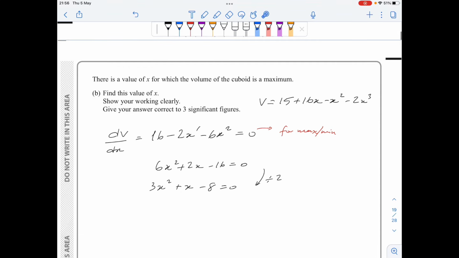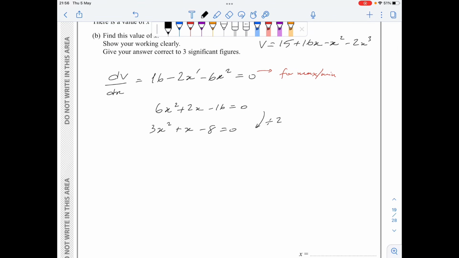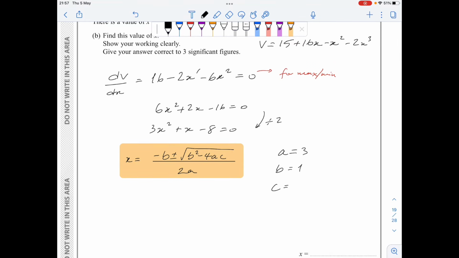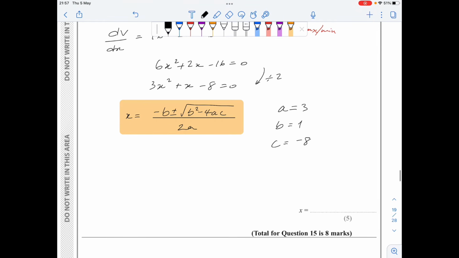I'm being told that the value of x will be correct to 3 significant figures, so I won't be able to factorize. So I'm going to use the quadratic formula. Now, a is the coefficient of x squared, which is 3, b is the coefficient of x, which is 1, and c is the constant term, which is minus 8. So let's substitute this in. x equals minus 1 plus or minus the square root of 1 squared minus 4 times 3 times minus 8, over 2 times 3.